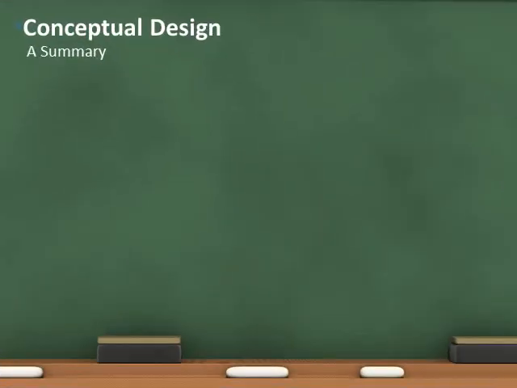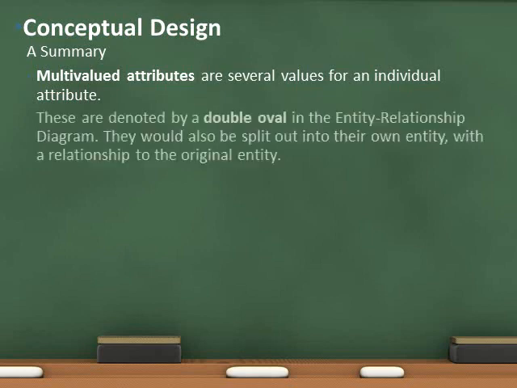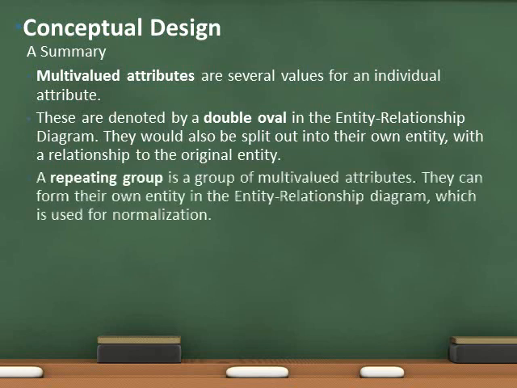Vanessa Mack also presented about multi-valued attributes and repeating groups. So multi-valued attributes are several values for an individual attribute. These are denoted by a double oval in the entity relationship diagram. They could also be split out into their own entity, which has a relationship to the original entity. A repeating group is a group of multi-valued attributes. They can form their own entity in the entity relationship diagram. This is used for normalization, which will be tackled by another group.